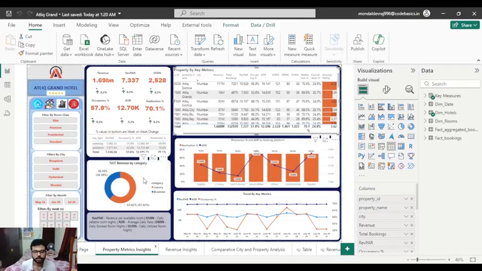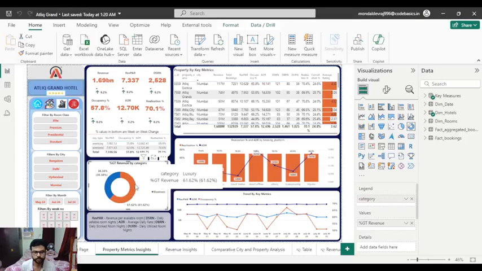Now coming to this donut chart, we can see that it represents the percentage revenue, and it basically represents the category. The saffron one represents the luxury, and the blue one represents the business. And category wise, we can see the revenue percentage: the business category revenue is 38.38%, and the luxury one is 61.62%.